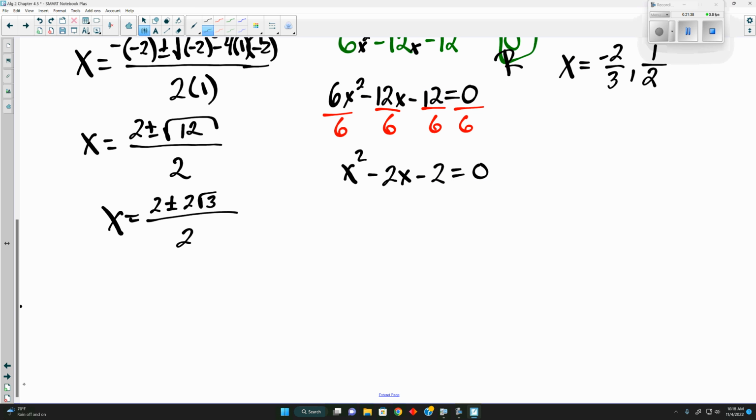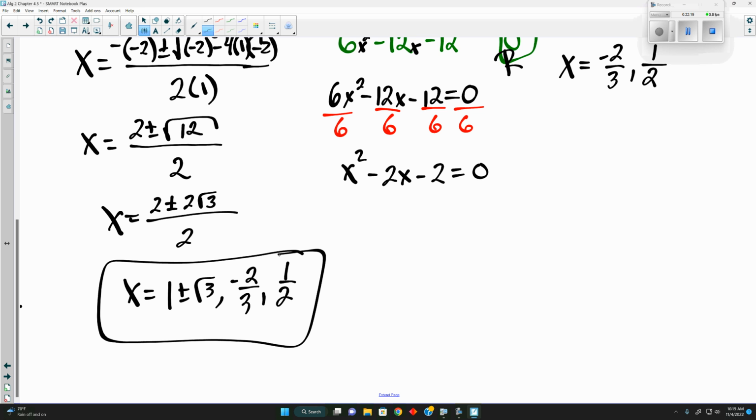And again, just like the last test, if you can get to at least here, that's going to be great. Do the two numbers on top and the number on bottom all divide by the same thing? They're all divisible by 2, yes? So here we can say 2 divided by 2 and 2 divided by 2. We're dividing that 2 out. You're good. So 1 plus or minus the square root of 3 is the other solutions. And we have negative 2/3 and 1/2. Any questions on this here?